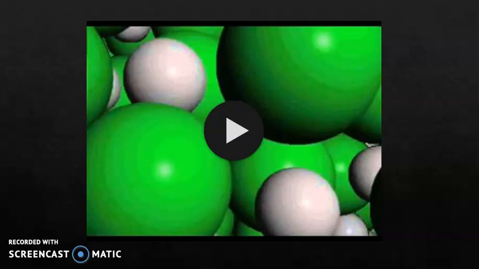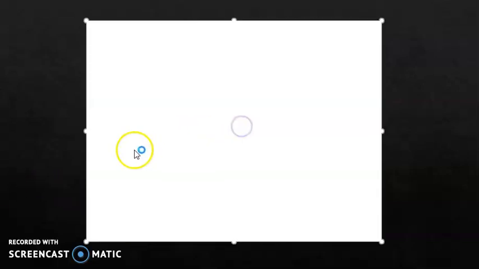Now notice what happens to these molecules, or I should say atoms, that are stuck on the inside of this crystal lattice. Remember that they are all held together by ionic bonds. So here we go. Let's heat up this structure.